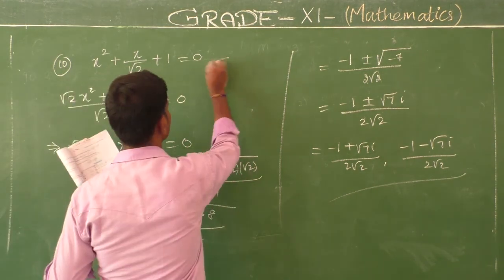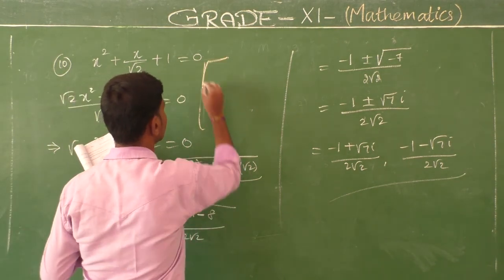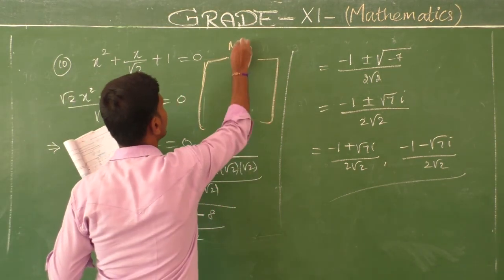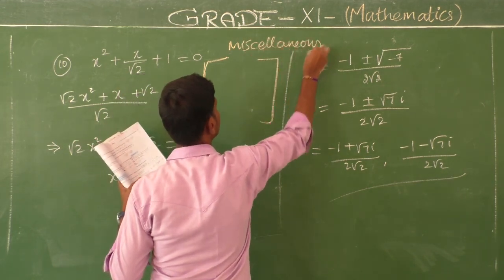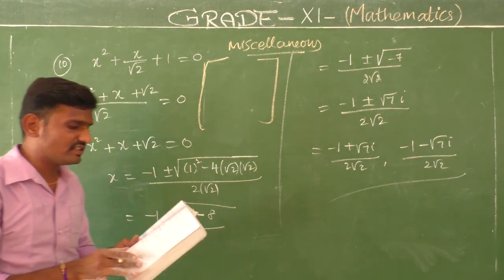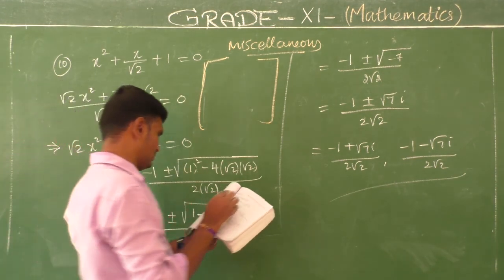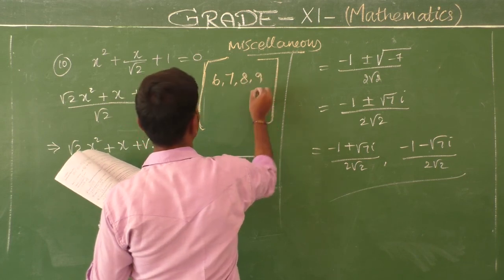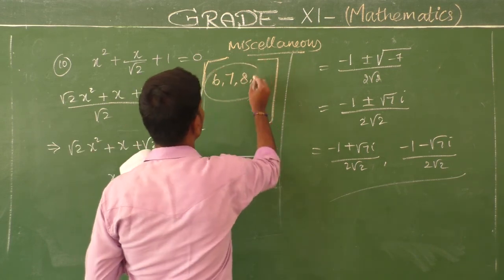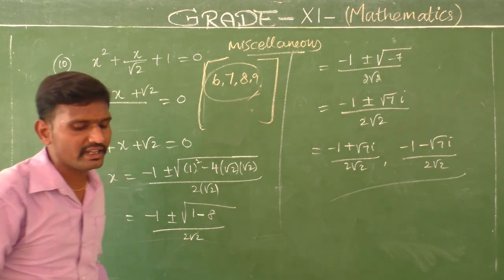And one more thing I am also giving you. That is the miscellaneous examples exercise. You have the same pattern for questions, the question numbers 6, 7, 8 and 9. So these questions also have the same pattern for this quadratic equation.